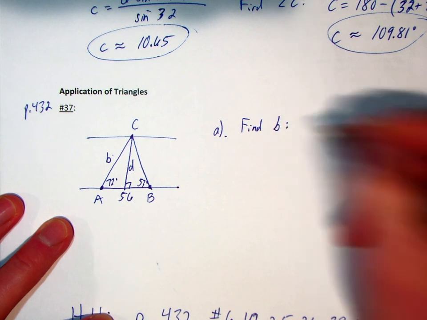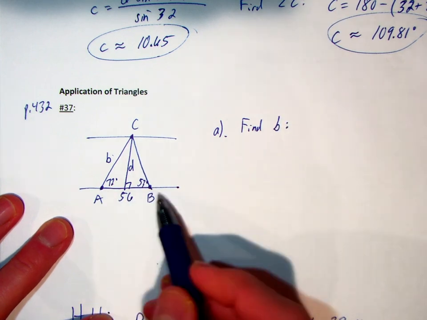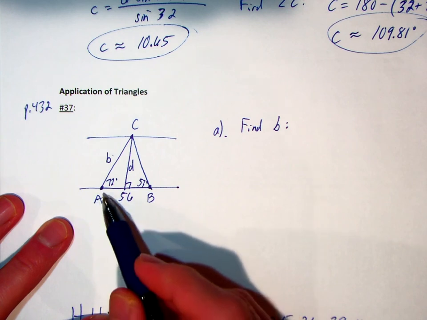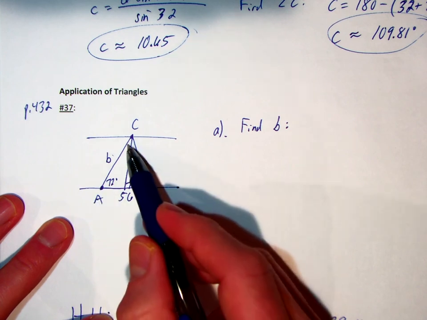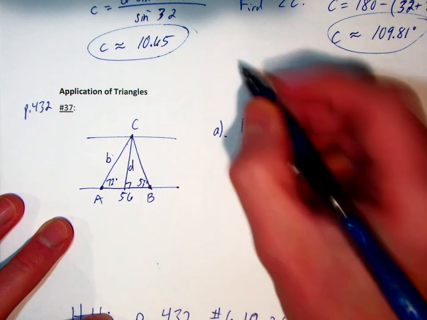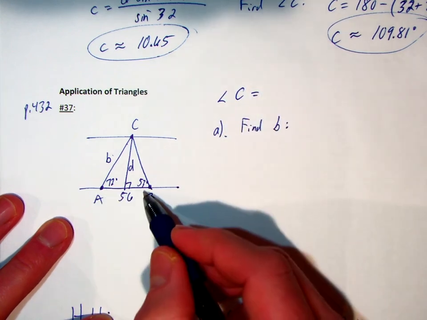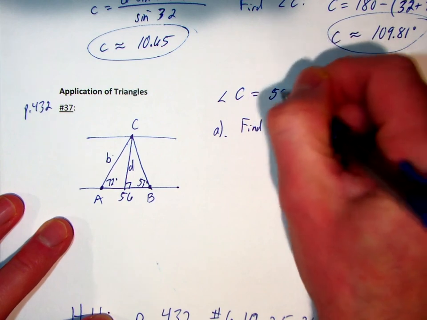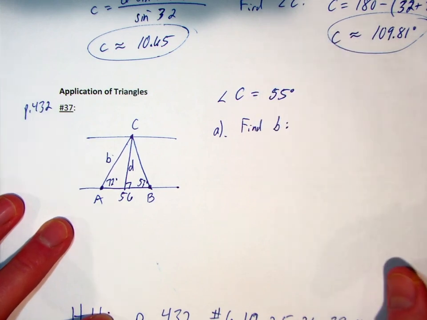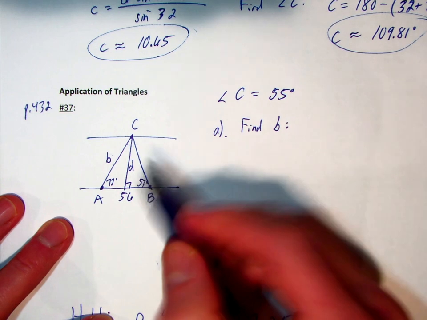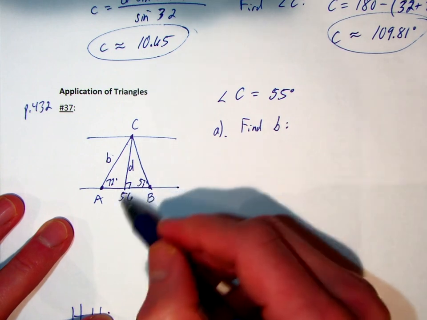Well, what do we know? We know two angles, right? Angle A is 72 and angle B is 53. So I need to find angle C here, right? So angle C is going to be 180 minus 72 plus 53. So angle C is 55 degrees. We need that because we know side C. 56 is side C.